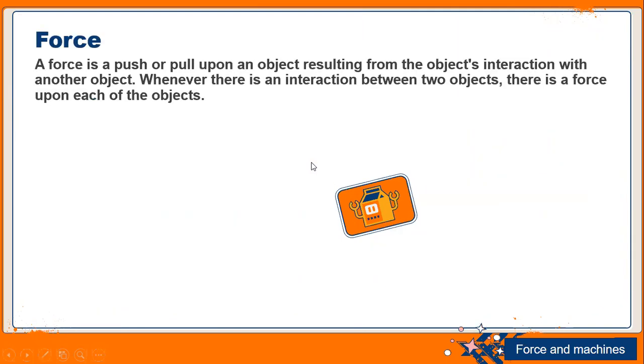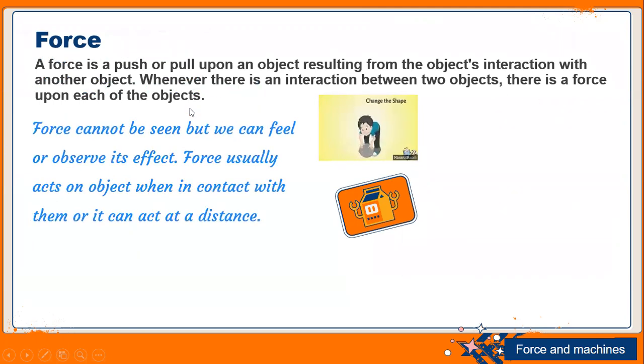Force. Students, when we push a trolley, it moves. What makes a trolley move? What keeps an aeroplane in the air? What cracks the shell of a nut? Each of these examples involves some kind of movement and some kind of push or pull. So a force is a push or pull upon an object resulting from the object's interaction with another object. Whenever there is an interaction between two objects, there is a force upon each of the objects.